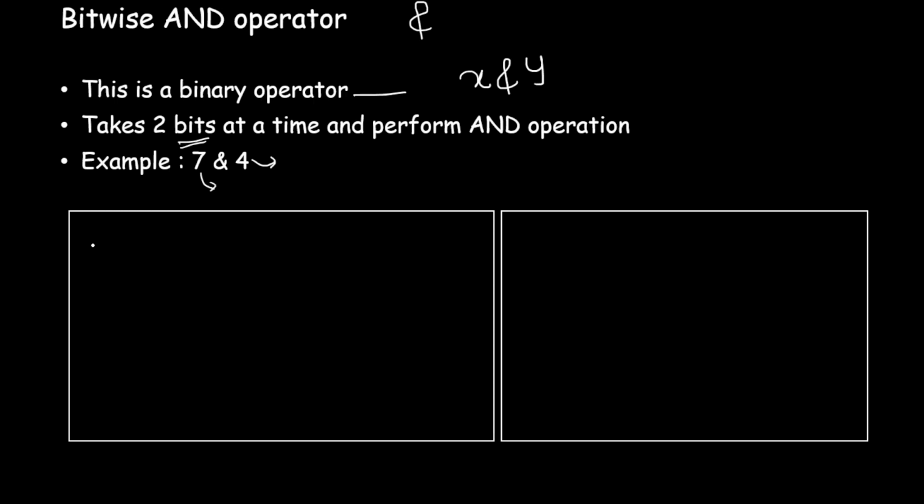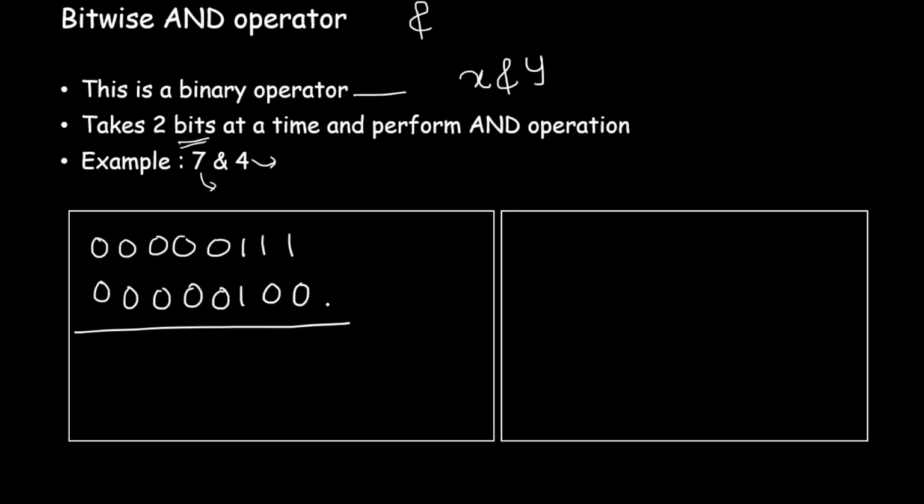First, I'll represent 7 in binary format. So this is how I represent the binary of 7. If you are not aware of how to convert a decimal number to a binary number, kindly refer to my video on conversion of decimal to binary in the playlist Digital Computer Fundamentals. And 4 is represented as 100.